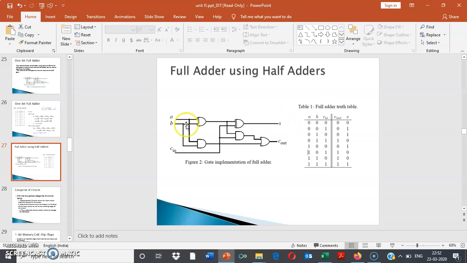So sum is what? A XOR B XOR C in. How have you done this? A XOR B you get from this gate, and C in you have XORed with A XOR B, you get A XOR B XOR C in. And how did you get C output? You got C output as this is A XOR B into C in, and this is AB. You OR them.